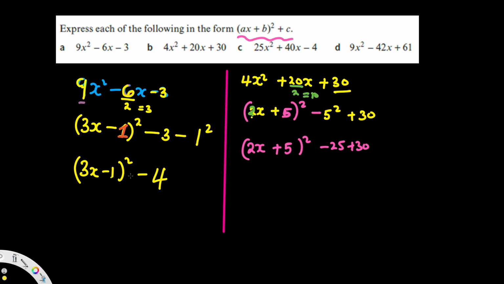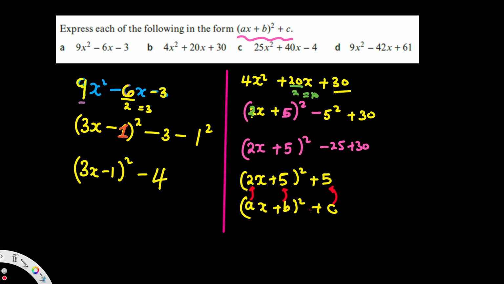And finally, we can now say our answer in that form that was expected is going to be, this is plus negative 25 plus 30, that is going to give us plus 5. So this is the form that we expected. So if we were supposed to find the value of A, B, and C, we can relate that A is going to be 2, B is going to be 5, and C is going to be 5. That is one of the ways you can solve this kind of question.